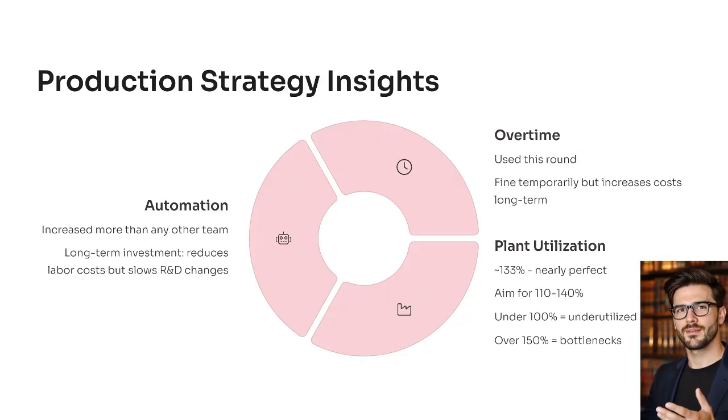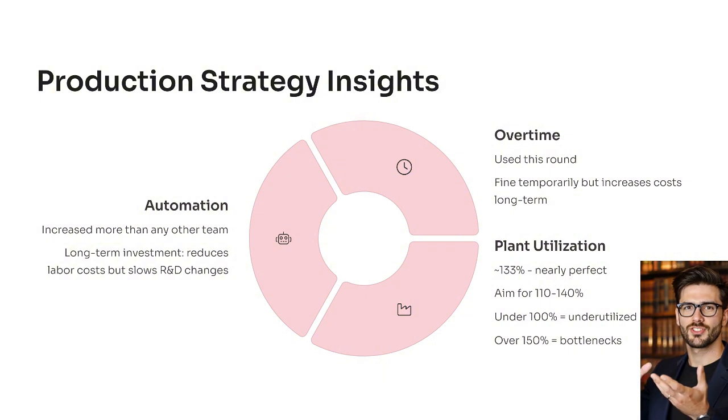What's the sweet spot? Start increasing automation early for low-end products. Avoid making all products high automation too soon, or it will reduce flexibility. We also used overtime this round. That's fine temporarily, but don't rely on it long-term, it increases costs.